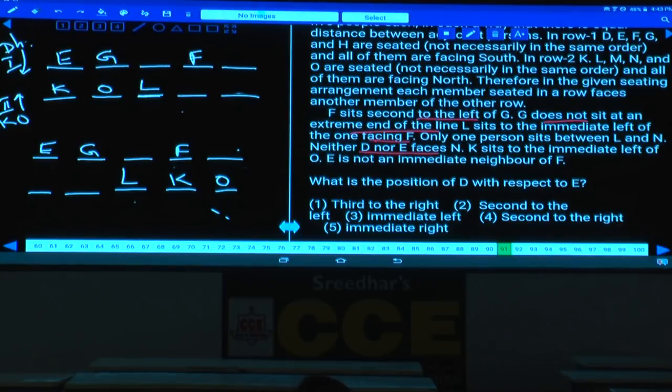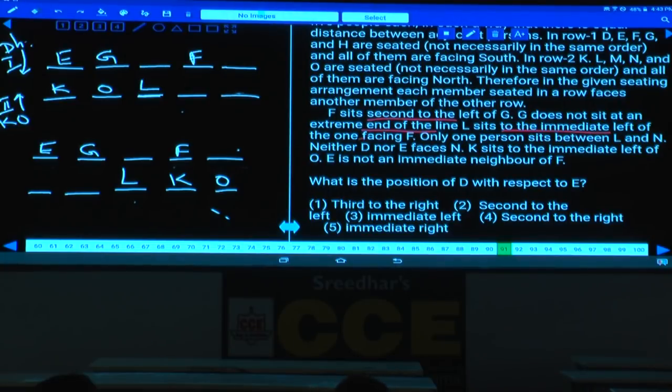Then if K and O are here, E is not an immediate neighbor of F. F sits second to the left of G. Next one: G is not in the extreme end of the line. L sits to the immediate left of the one facing F.